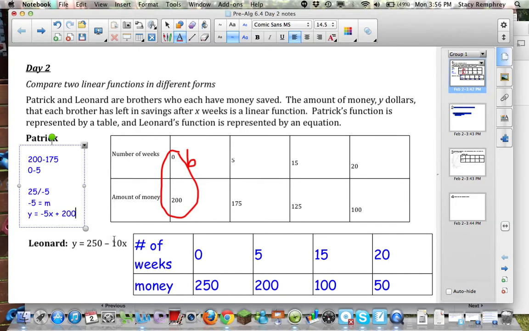Okay, the starting point for Patrick is 200. The starting point for Leonard is 250. So who started out with more money? Leonard. Okay, when we check their rate, which we said is slope, this is Patrick's rate. It's the number in front of the x. Okay, now we're going to look at the same thing here for Leonard. When you look at Leonard's, it's negative 10x. So Patrick is losing $5 per week, and Leonard's losing $10 per week.